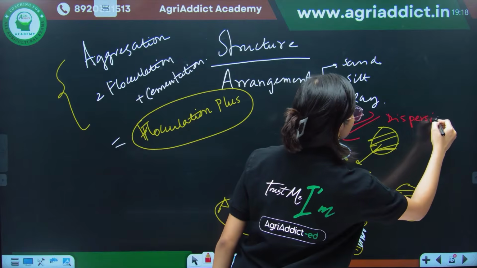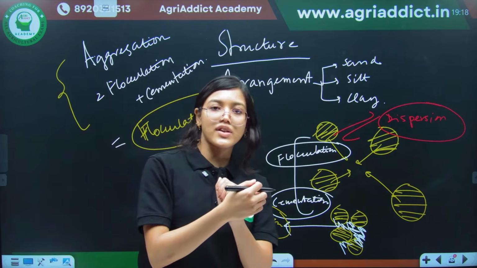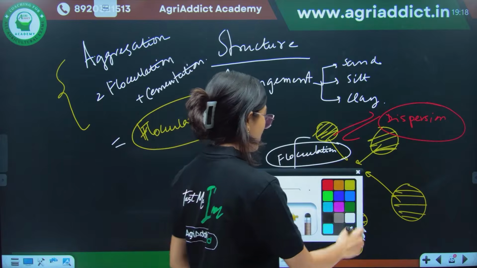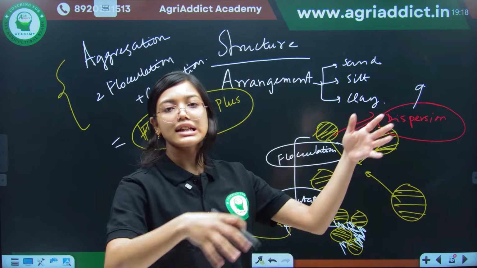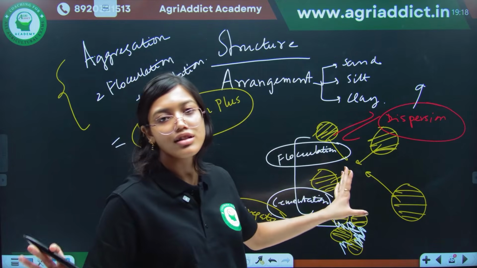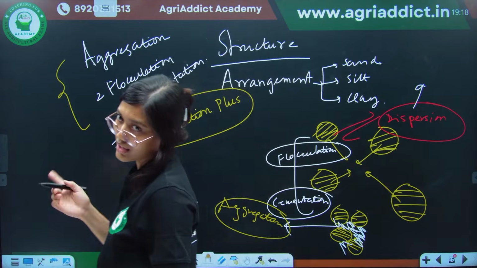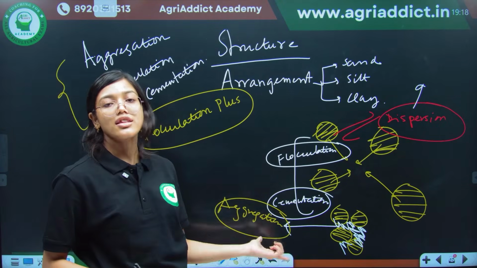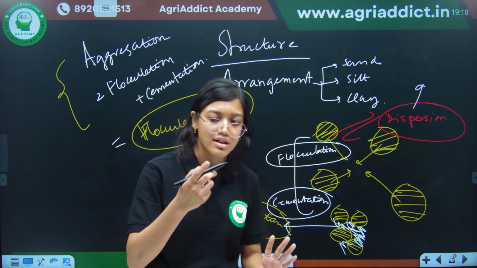Dispersion means what? Already flocculated particles were there and then breakup happened. So that is called dispersion. When your particles were flocculated and they are getting separated and scattered from each other, that is called your dispersion. Clear? The idea of flocculation, cementation and aggregation. Always remember that for aggregation to happen, you need cementation. So it is called flocculation plus cementation.